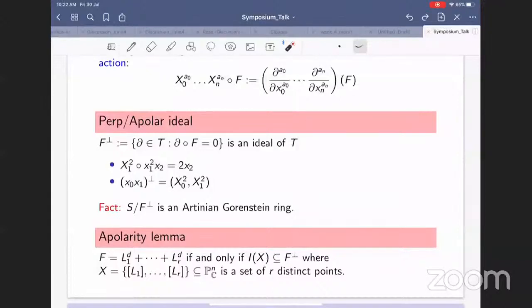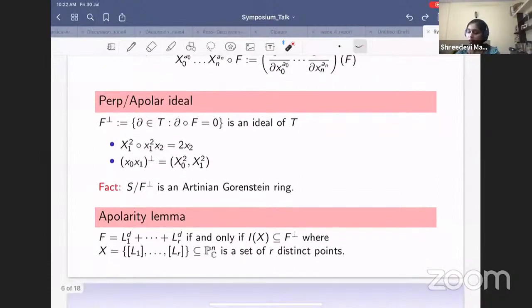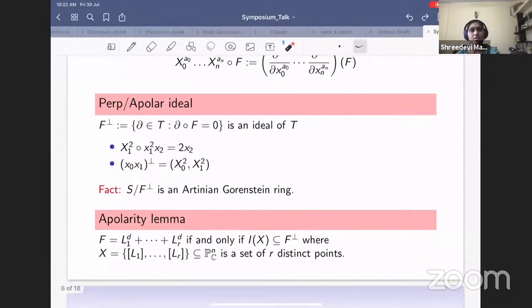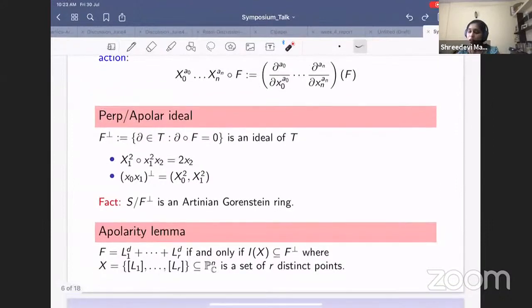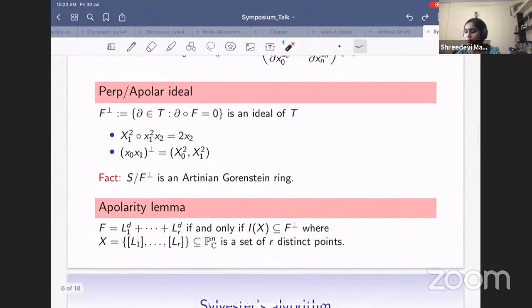This is some known fact that this is always an Artinian Gorenstein ring. And what is the relation between the Waring rank and this apolarity? So this is the following result, the proof of which can be found in the book by Ranestad and Kanev. So it is the following, where geometry comes into the picture.